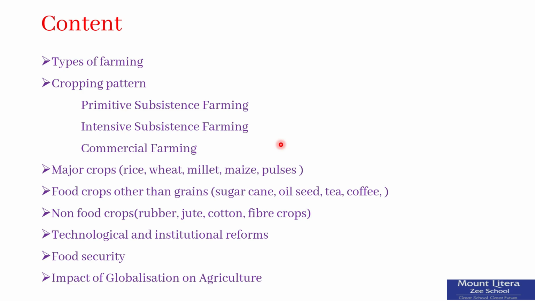Types of farming, cropping pattern, major crops, food crops, non-food crops, reforms, food security and globalization impacts on agriculture.